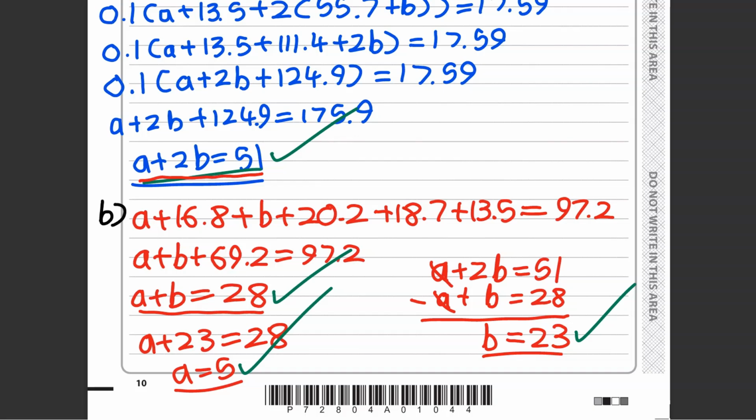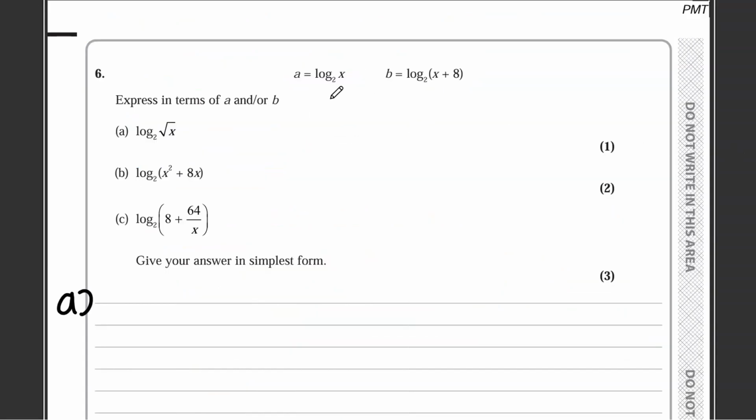Okay, so for question 6, we're told that a is equal to log base 2 of x and b is equal to log base 2 of x plus 8. And we need to express in terms of a and or b. For part A, log base 2 of root x for 1 mark.